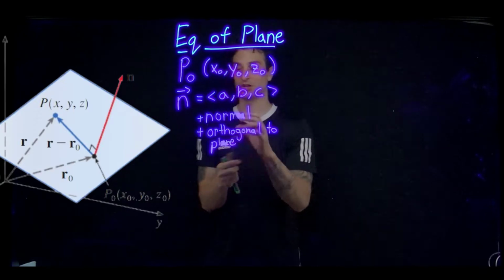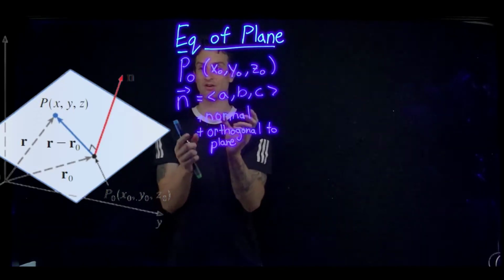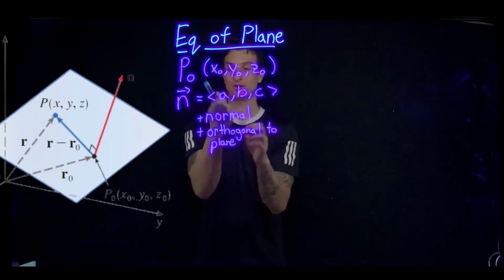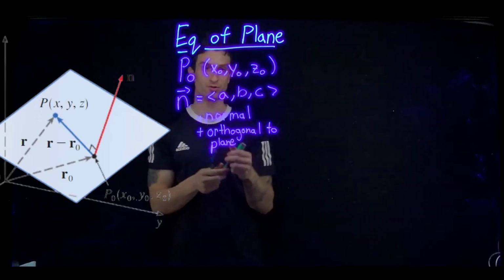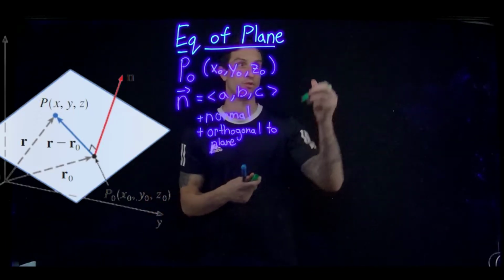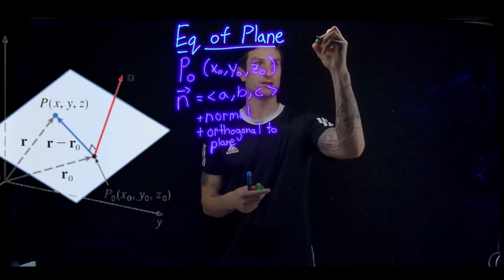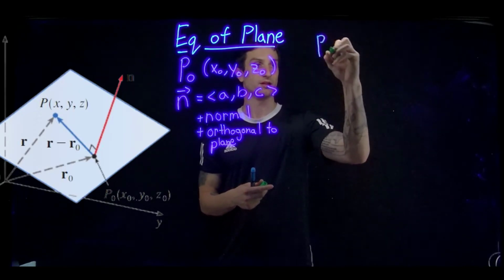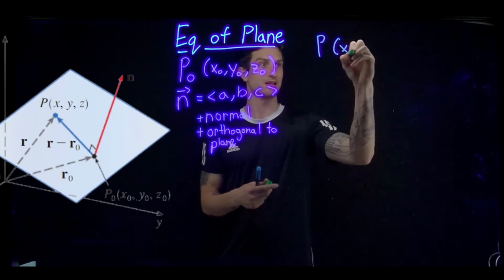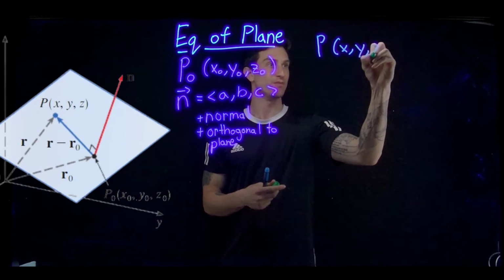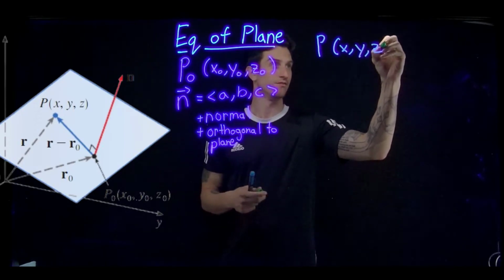Now, what we're going to do is construct an arbitrary vector. I gave you a point on the plane. I'm also now going to pick an arbitrary point. We'll define it as P. And we'll just say this is x, y, and z. And that should mimic what you see in our visual over there.